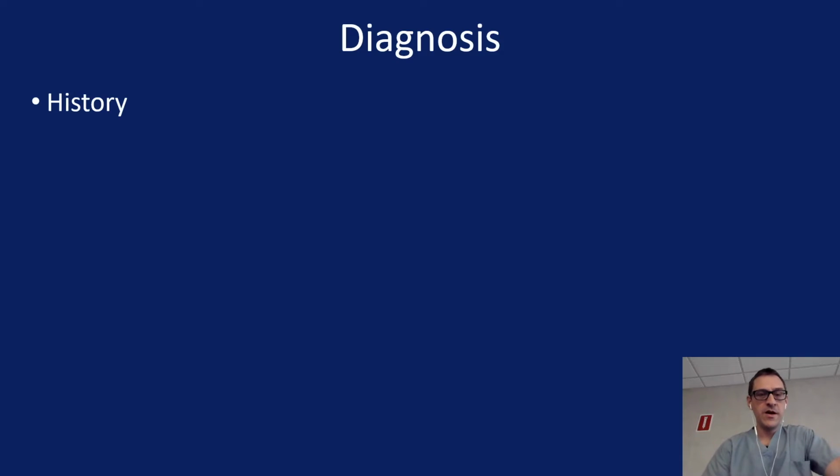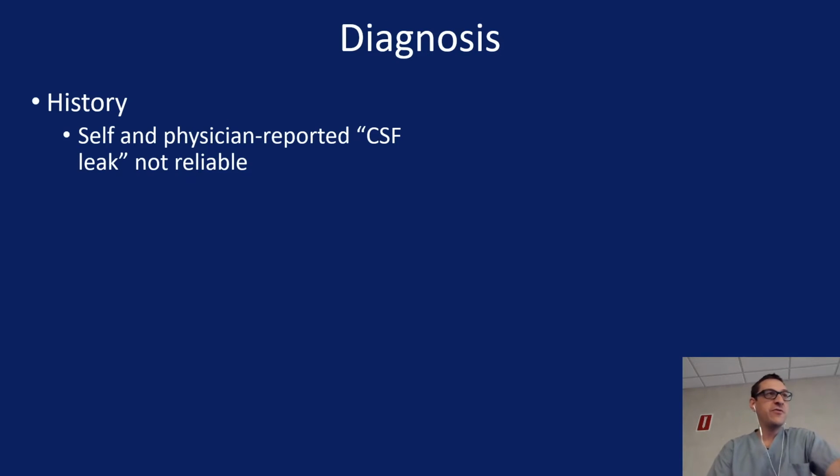So I like Beige's history. History is very important. I will tell you, self and physician-reported CSF leaks are not reliable. If you have a partner that doesn't manage CSF leaks and they say, hey, I got this patient, I think it's a leak, it's a 50-50 shot whether it's a leak. So we, the people that are going to manage it, which may or may not be you in the future, but if it is, you have to be the next level of care that asks the right questions to develop that suspicion. Or you will be taken down a rabbit hole of diagnostic problems.